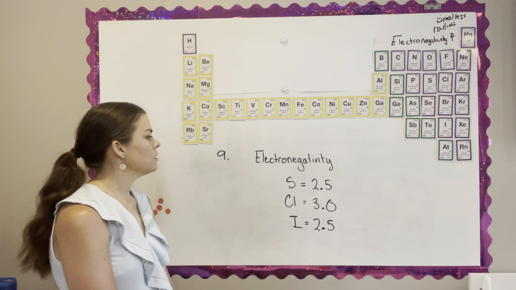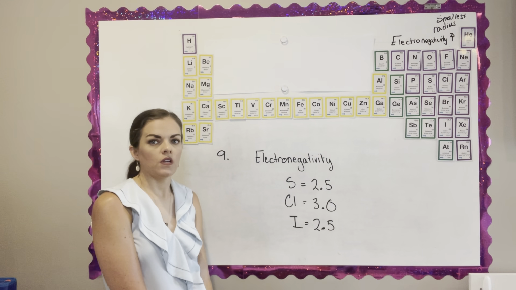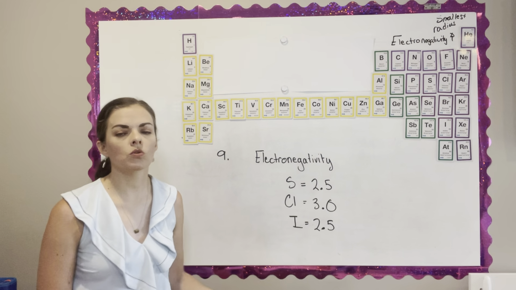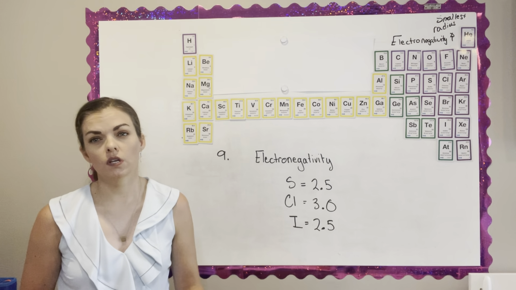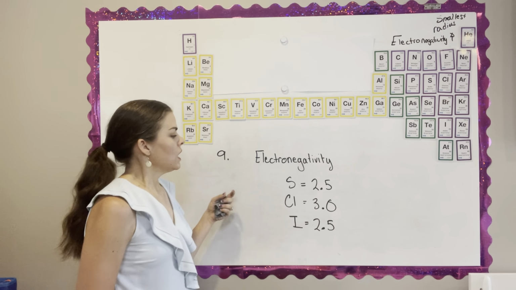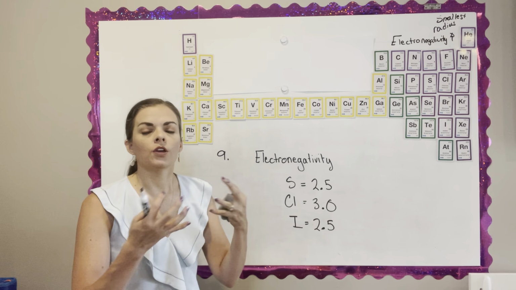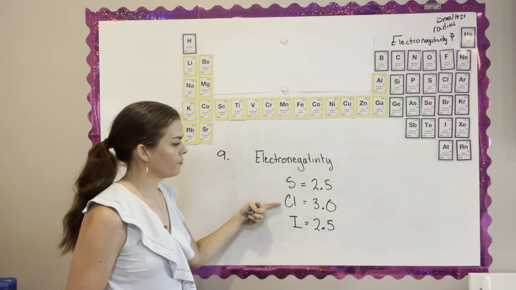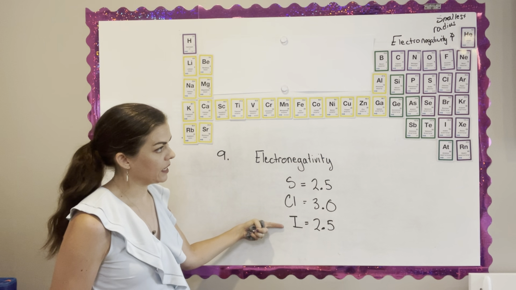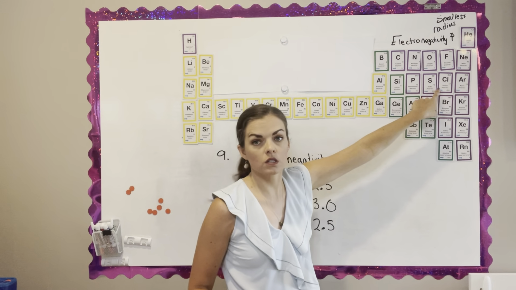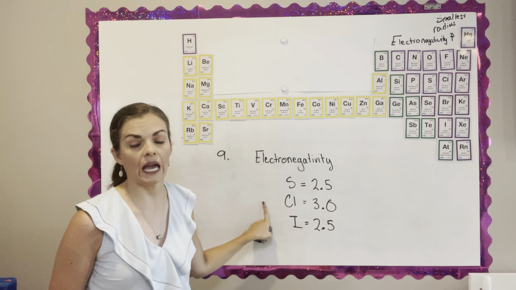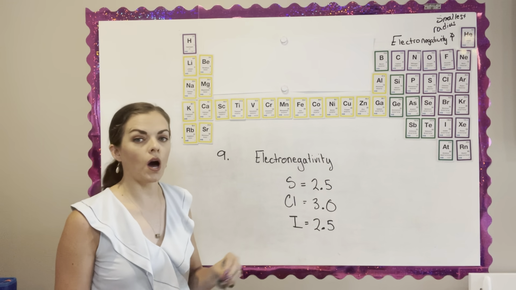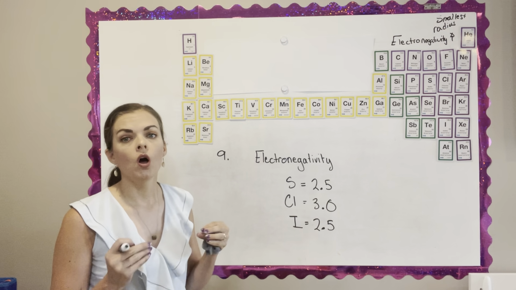Question number 9 lists the electronegativity of 3 atoms. There are no units on these numbers. It's just a number that they're using to rank the electronegativity of these atoms. The higher the number, the greater the pull on the electrons. And so we are given it for sulfur, chlorine, and iodine. And if you'll notice on the periodic table, chlorine is closer towards that corner, so it should have a higher electronegativity. So the question is wanting to know which 2 of these combinations would produce a polar covalent bond.